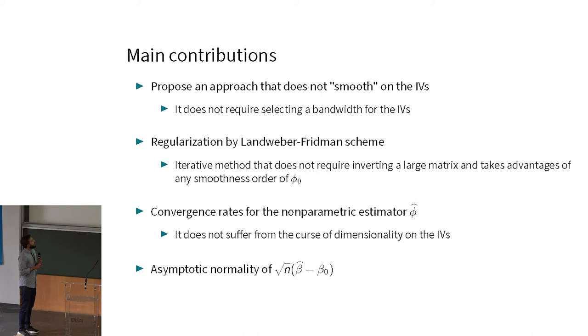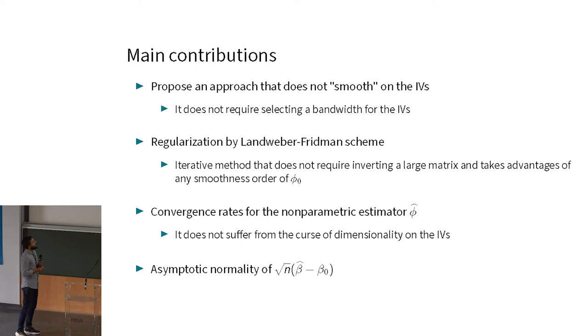The second contribution is that we do not use the Tikhonov regularization, but in this semi-parametric framework we introduce another regularization, which is the Landweber-Fridman scheme. So this is an iterative method that allows us to control the ill-posedness of the inverse problem, and does not require the inversion of a large matrix, because it's iterative. And on top of that, it's able to exploit any level of smoothness of the non-parametric function phi.